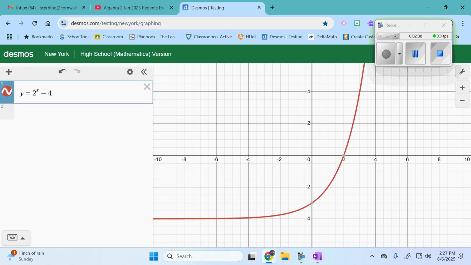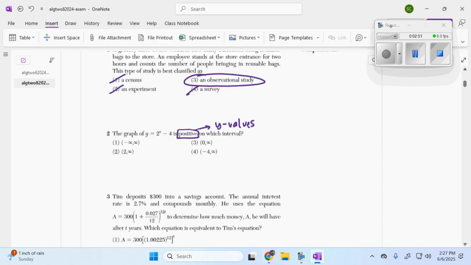So it looks like it starts to touch the x-axis at (2, 0), and after the x value of 2, it's going to have positive y values. All of the x values that are smaller than 2 have negative y values. So we're talking about the interval from 2 to infinity. Remember, intervals are talking about the x values. What the function looks like over that interval is talking about the y values.